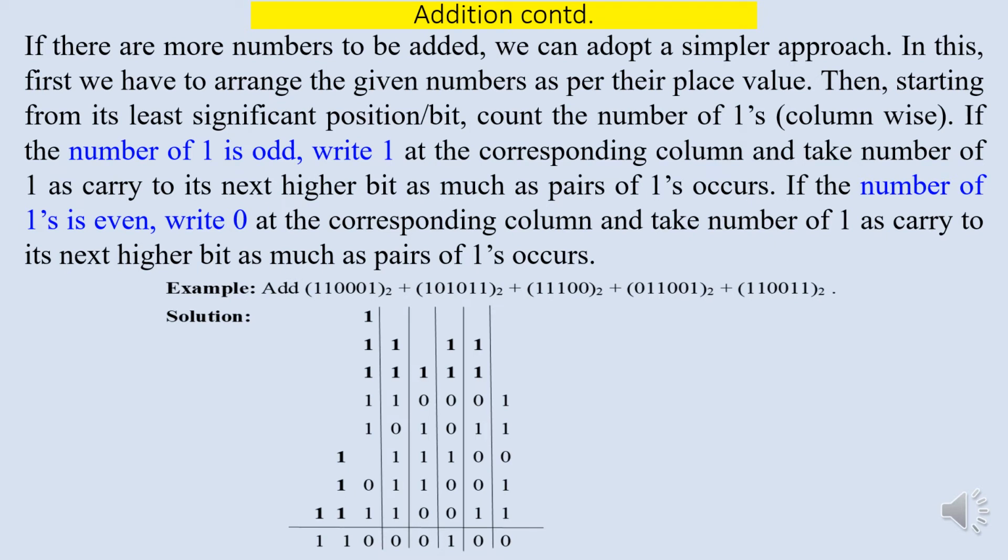Then do the same process for the next higher bits. Here also we get 4 ones. So write 0 and take 2 ones to the next higher bit as carry. At the third bit position there are 5 ones, which is an odd number. So write 1 and take 2 ones to the next higher bit position. Continue the same till the most significant bit comes, that provides the final answer.